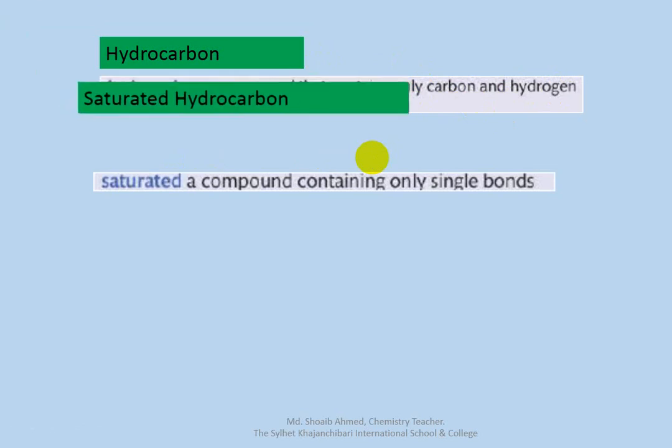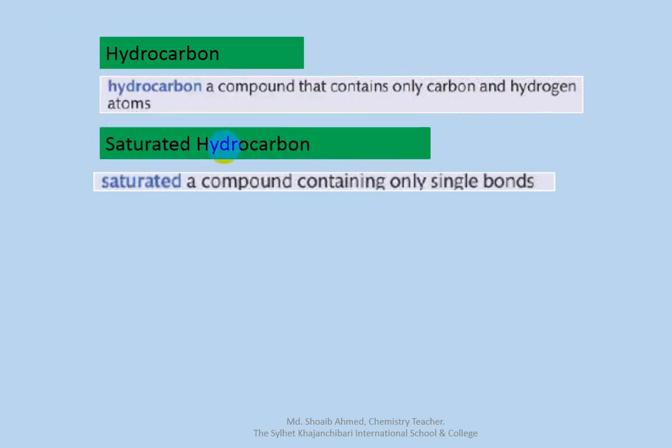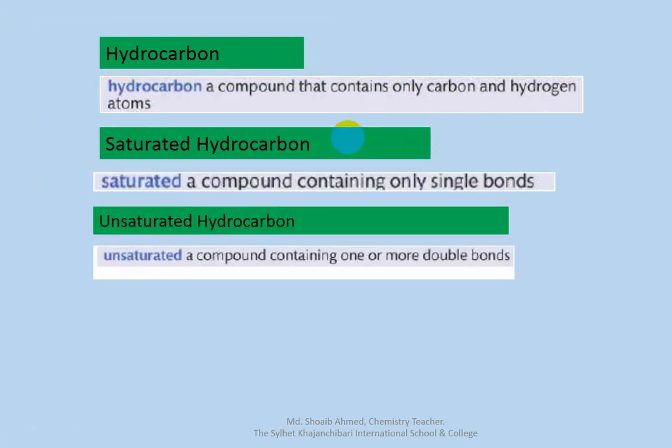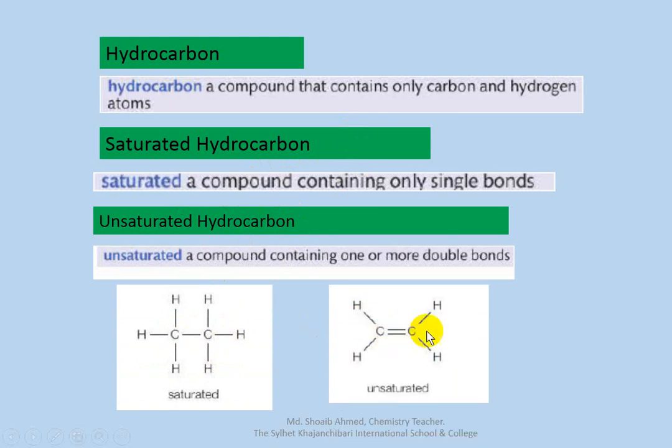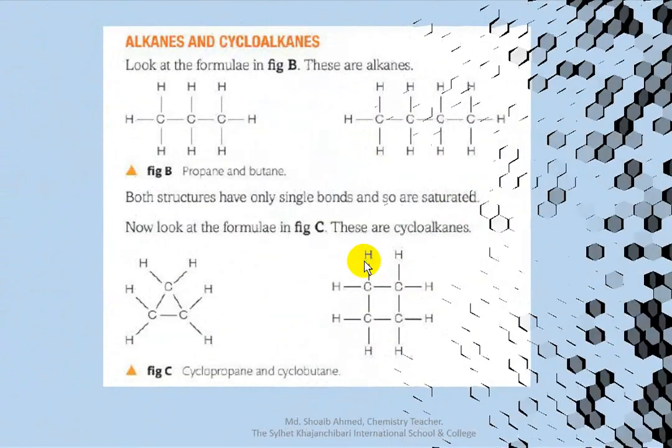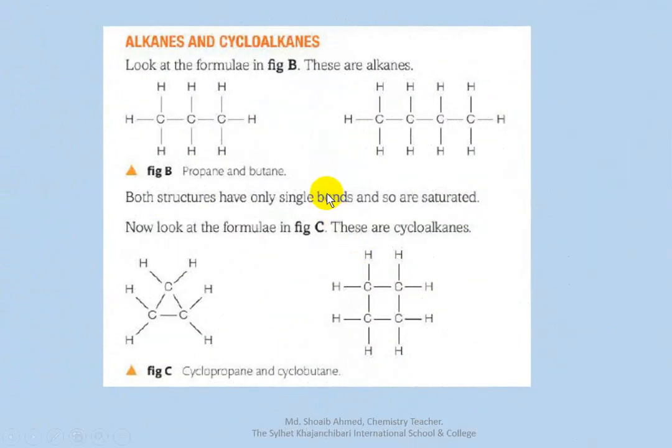A saturated hydrocarbon contains only carbon single bonds. An unsaturated hydrocarbon contains carbon double bonds or triple bonds. This is the saturated hydrocarbon: look, it contains carbon single bonds. This is unsaturated: at least one double bond is contained in an unsaturated hydrocarbon.